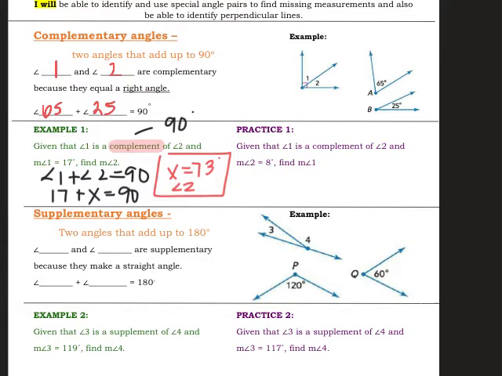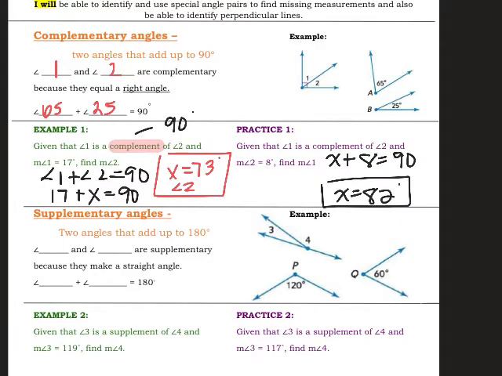Okay, let's try the same thing with practice 1. So I'm going to give you a second to try that practice 1. Okay, so if we're doing the same thing, what am I going to do to figure out angle 1? X plus 8 equals 90. So what is X equal to? 82 degrees. Good. All right, so that's complementary.